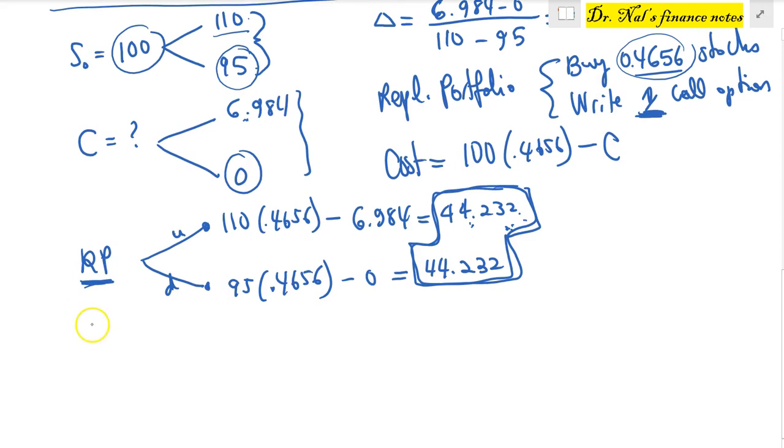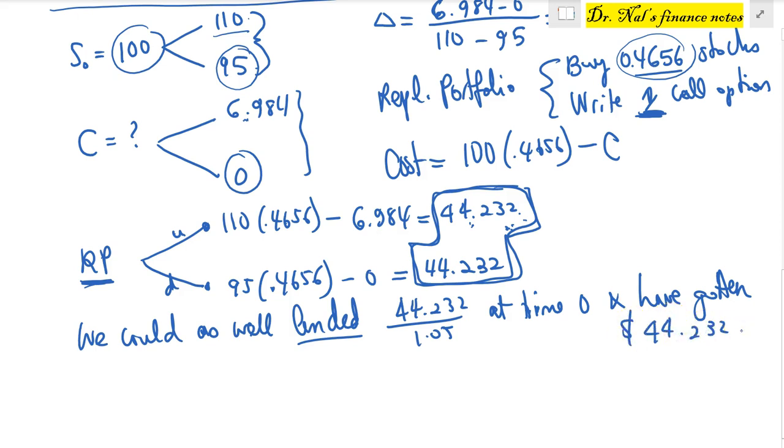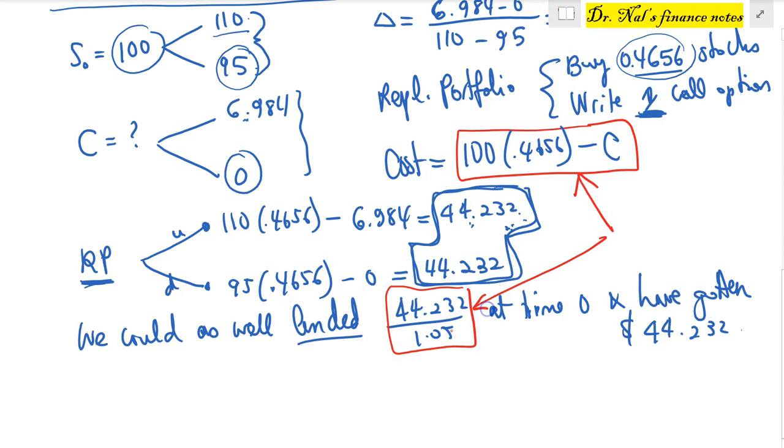So we could as well have lent 44.232 divided by 1.05 at time 0, and if we indeed lent this much amount, have gotten that $44.232. So as a result, by the law of one price, which is a direct consequence of the no arbitrage principle, the cost of these two approaches at time 0 must be equal.